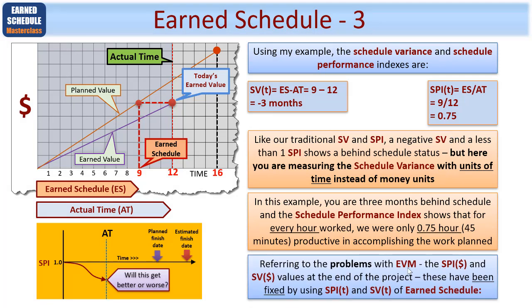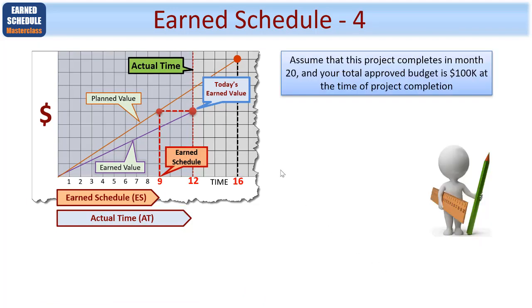Referring to the problems with earned value management, the SPI dollar amount in the old world and the schedule variance dollar values at the end of the project, such problems will have been fixed or resolved by instead using schedule performance index in the time domain and schedule variance in the time domain of earned schedule. Keeping on the same example here, assume just for the moment that this project completes in month 20 and that your total approved budget is $100,000 at the time of project completion. Let's plug those numbers in and see what they look like.